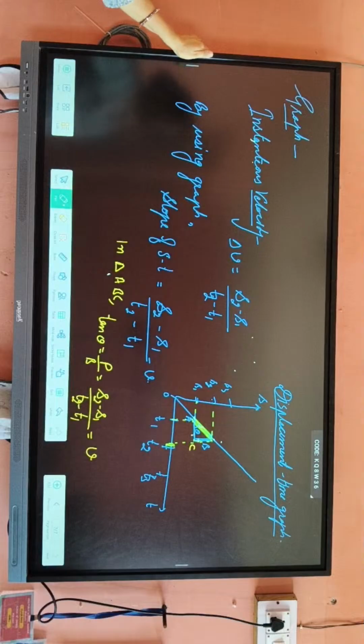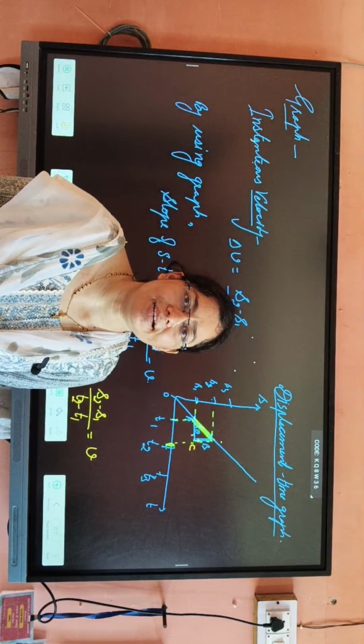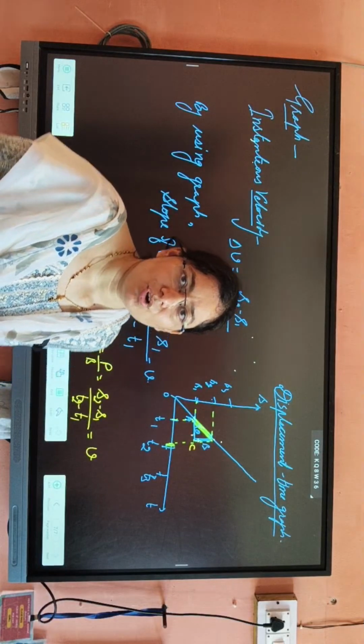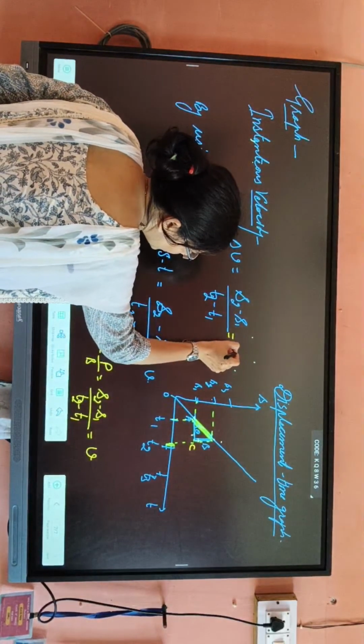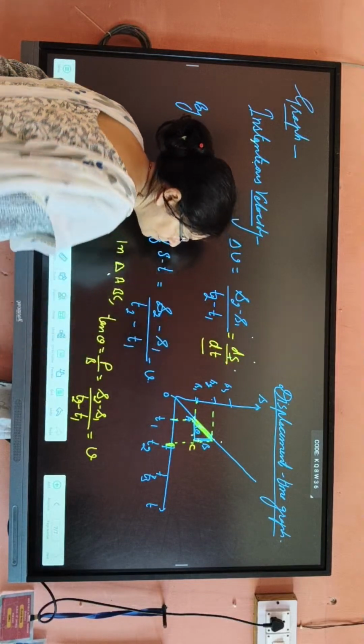Clear? I hope you understood. But if a graph is given, then how can we find velocity? If a displacement time graph is given, then we can find velocity by using the slope of the graph. If an equation is given, then we can write this in form of the change in displacement, ds by dt also.